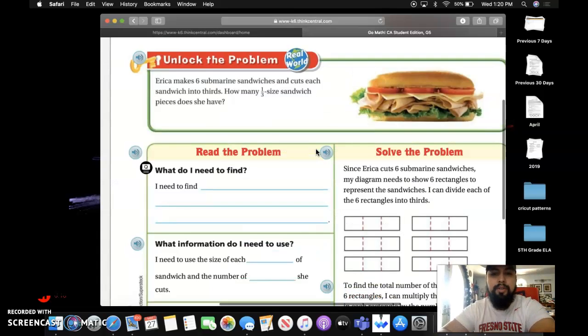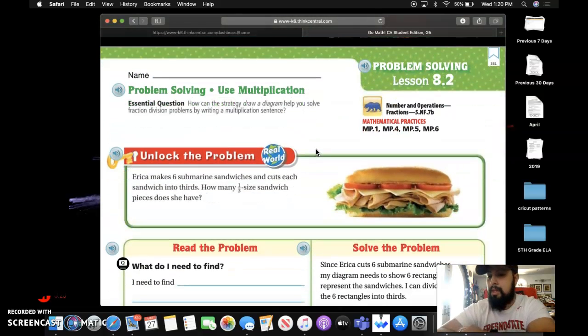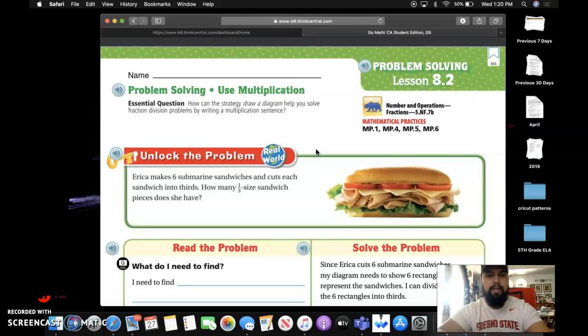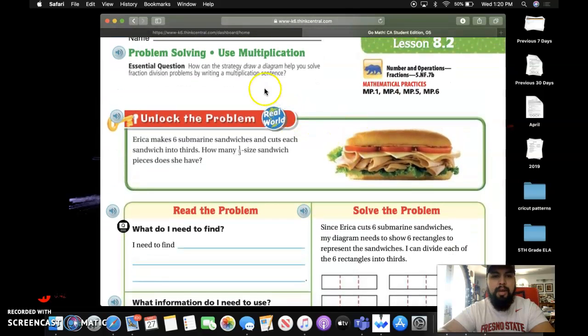Okay, so we're going to do lesson 8.2, problem solving using multiplication. And I already hit this in the previous lesson briefly. This follow-up lesson is just building off of what we already learned from 8.1, dividing whole numbers and fractions and whole numbers. It's just using a little trick. So how can the strategy draw a diagram help you solve fraction division problems by writing a multiplication sentence?